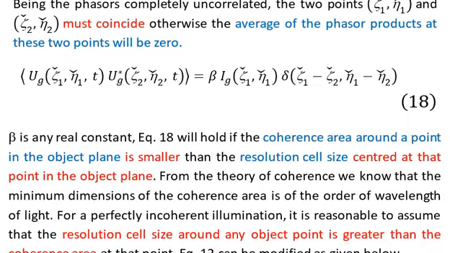Consider equation number 18, which we have modified for the incoherent case. Here we are taking the average of the product of the phasor at point 1 and the complex conjugate of the phasor at another point. So Ug at point zeta1 eta1 as a function of time, multiplied by the complex conjugate of Ug at zeta2 eta2 and time. The average of this quantity is equal to beta times Ig at point zeta and eta, multiplied by the delta of zeta1 minus zeta2, eta1 minus eta2.